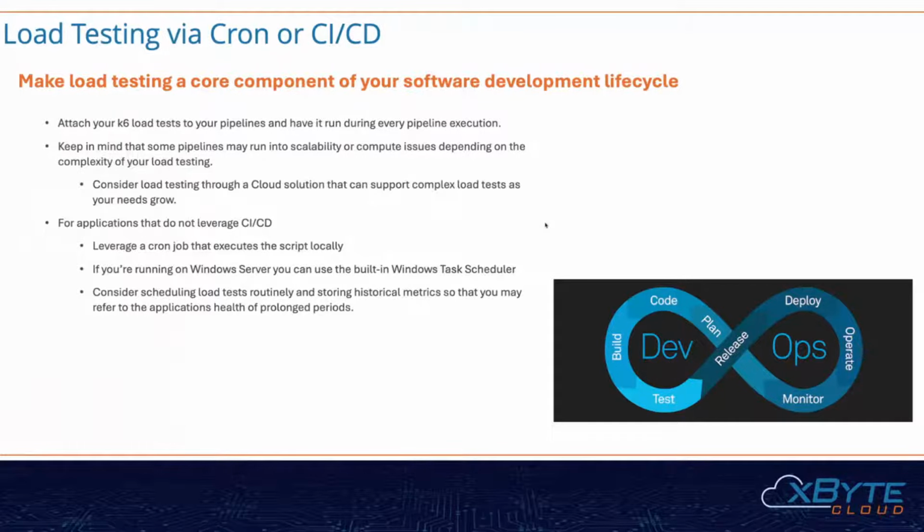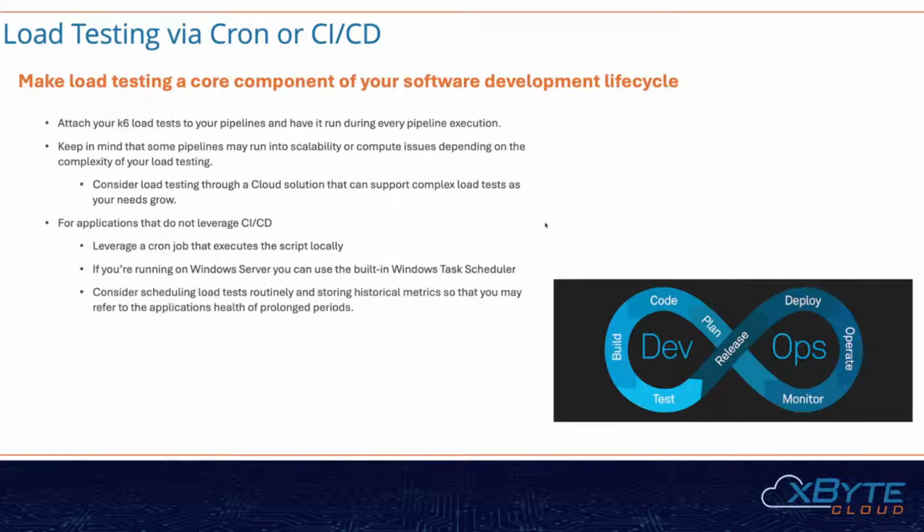It's, how's my app behaving after every code change I make? You can attach your K6 load test to your pipelines and have it run during every execution. So if you're using Azure DevOps, GitLab, GitHub, K6 can be deployed to their agents and they can execute your customized K6 script to perform a load test, and they'll send that result back to you, all in a single streamlined pipeline deployment.